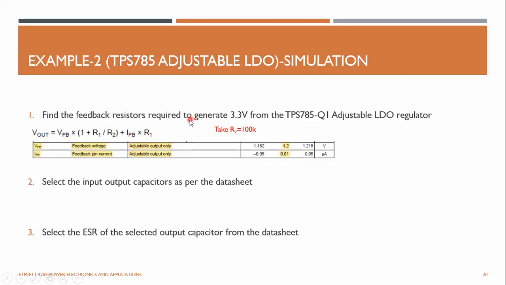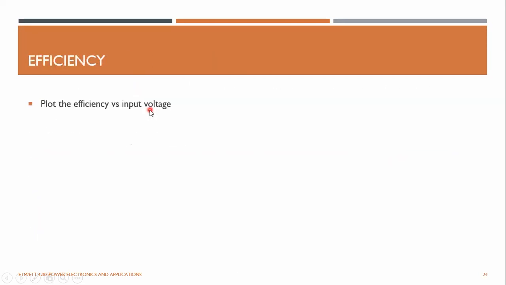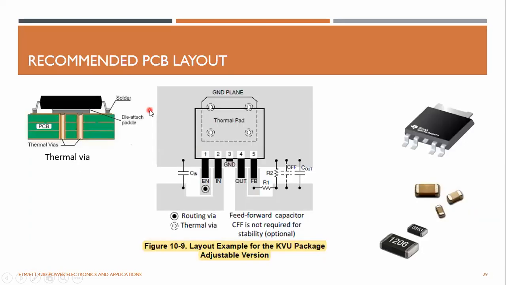Okay, now we are moving to an example. Before that, I will show you one other factor. This is the recommended layout of an LDO regulator, right? So this LDO regulator has this package, and the footprint looks like this. And these are your ceramic capacitors, SMT type, and your feedback resistors if you're using an adjustable regulator.